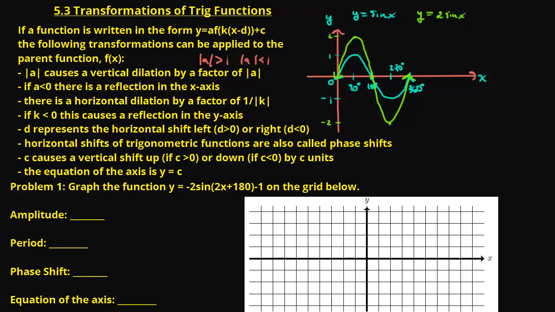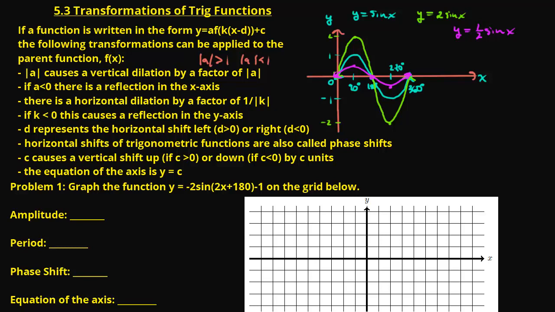Now let's see what happens if we graph y is equal to 1/2 sine of x. We would have a point here, a point here, a point here, a point here, and a point here. So this would be a vertical compression by a factor of 1/2, and again the absolute value of a is the amplitude.